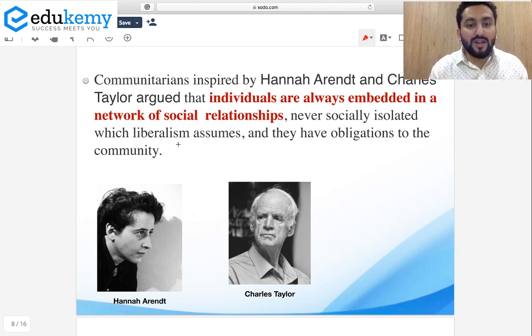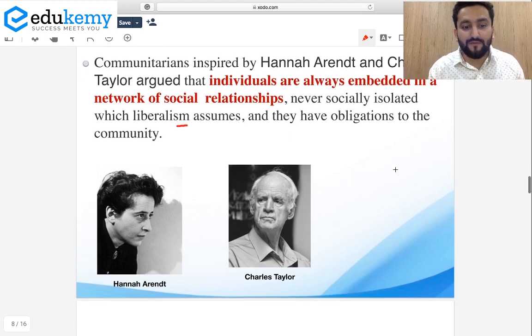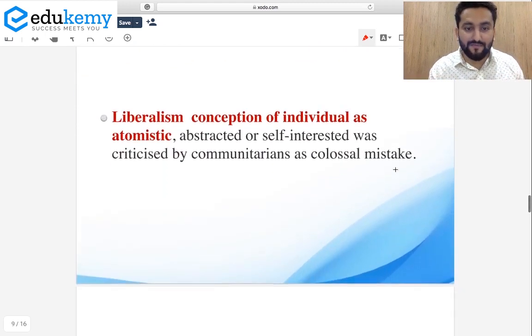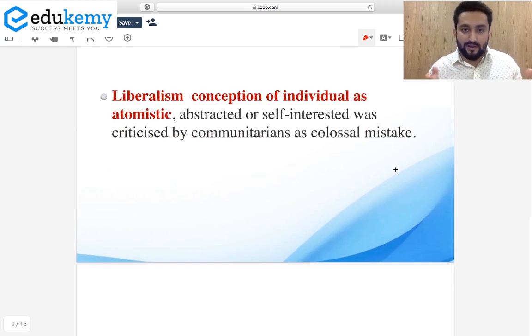But when it comes to liberals, they have the opposite idea. Means they talk about individual, distinct from society. They talk about individual rights over community rights. So this difference you are going to show by using Hannah and Charles Taylor. So then what is the liberalism idea? That individual is atomistic in nature.